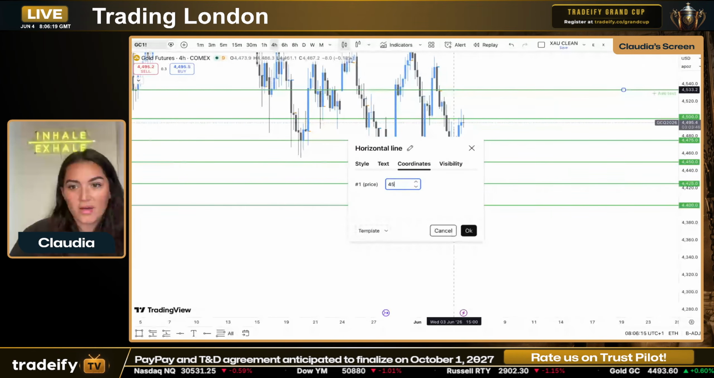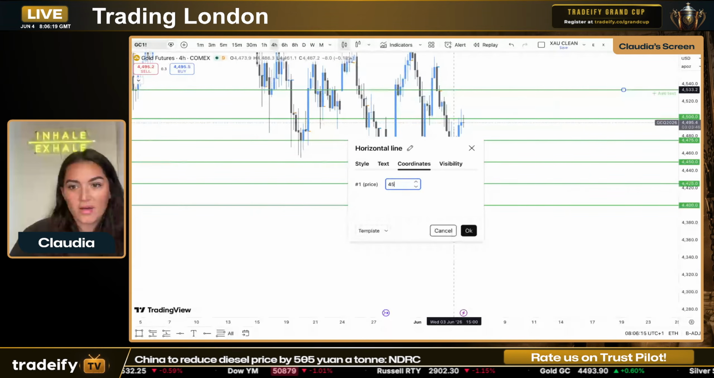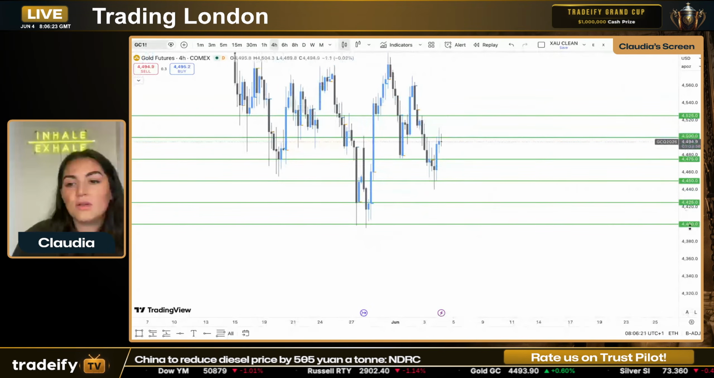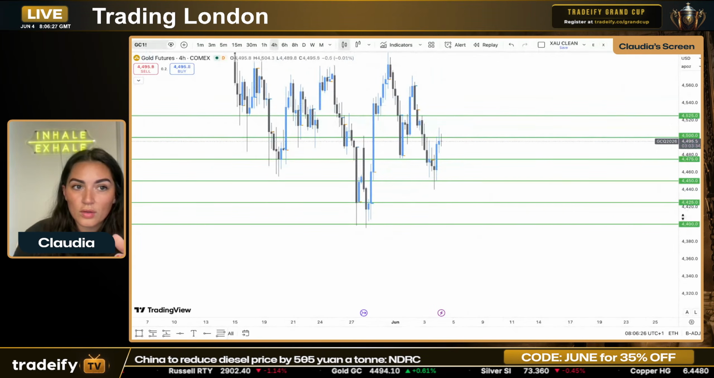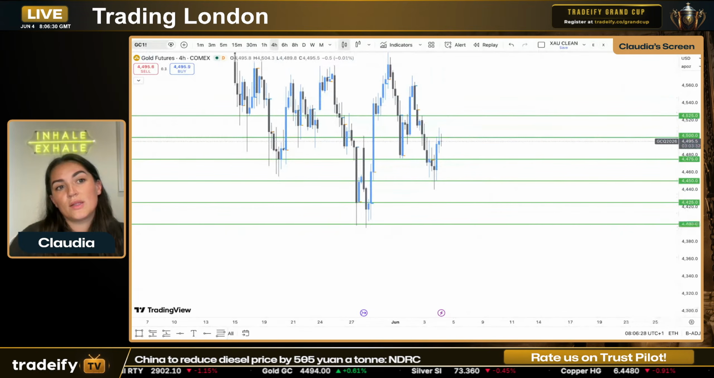So 4525. Yeah, so as you can see here, every 25 points. I refer to them as quarter levels, and then levels that end in 00 I refer to as whole levels. So every 100 points.